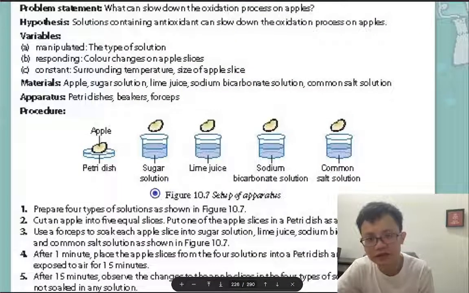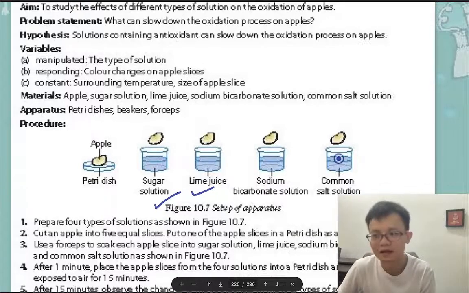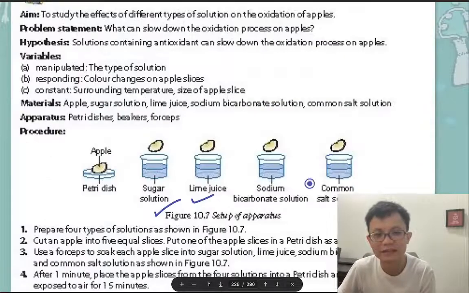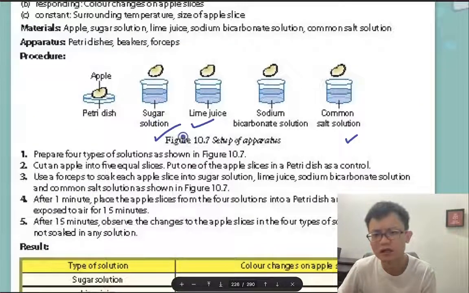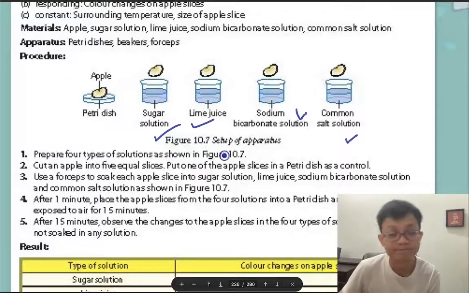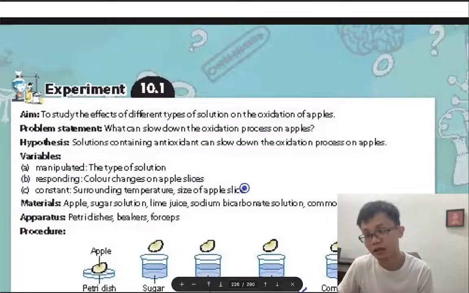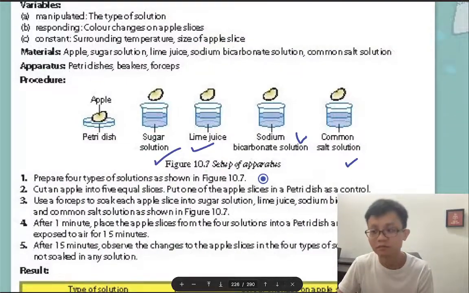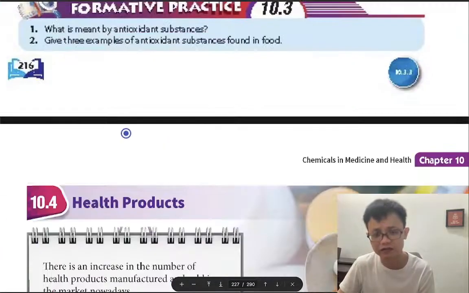Put in sugar, lime, or common salt. After they put in common salt, the apple will slow oxidation, is it? So yes, some people know this, so maybe this is an experiment. I haven't done it, I forgot already. Whether sugar, lime, or sodium bicarbonate will slow down the oxidation process. So maybe you can put salt on the apple, so the apple won't become brown so fast. This experiment is good. I hope that you have time in your school to do it.